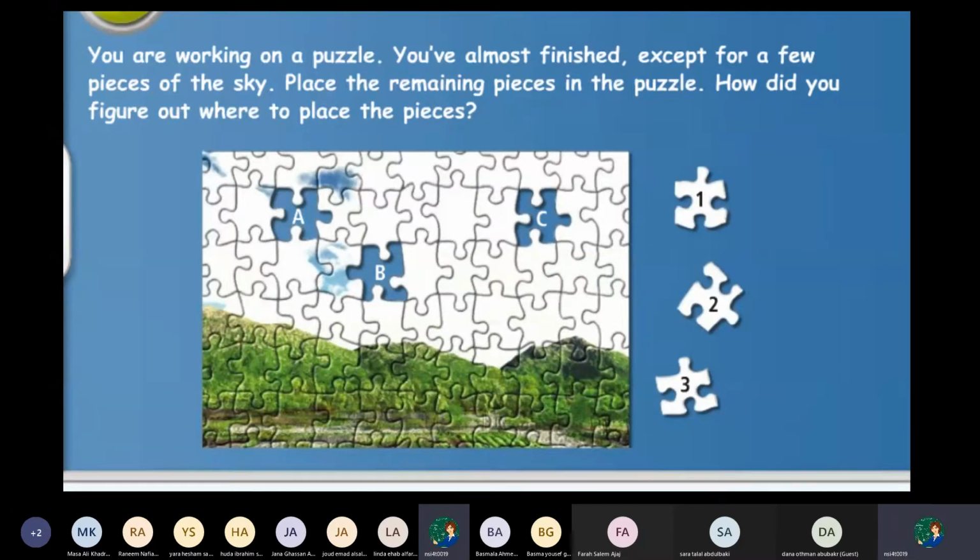I want you to match 1 with A or 1 with B. Yes, Farah. 2 with C. 1 with B. And 3 with A. Okay, Farah, how did you know? From the sizes. So you look at how you can put the congruent piece into its place. Yes.